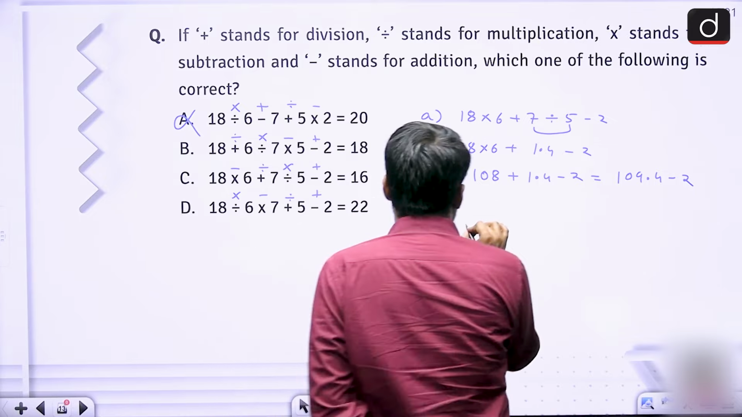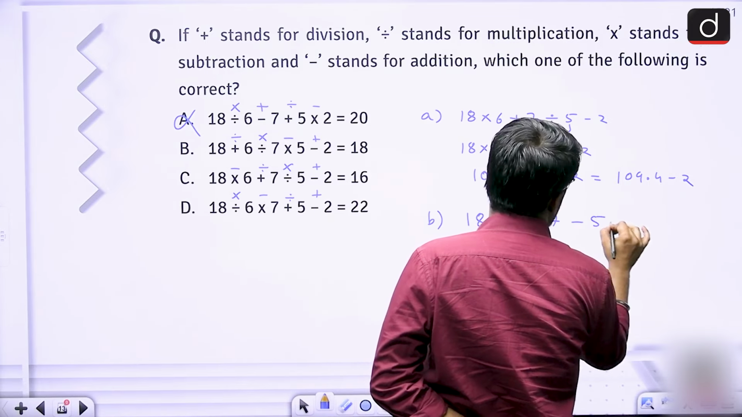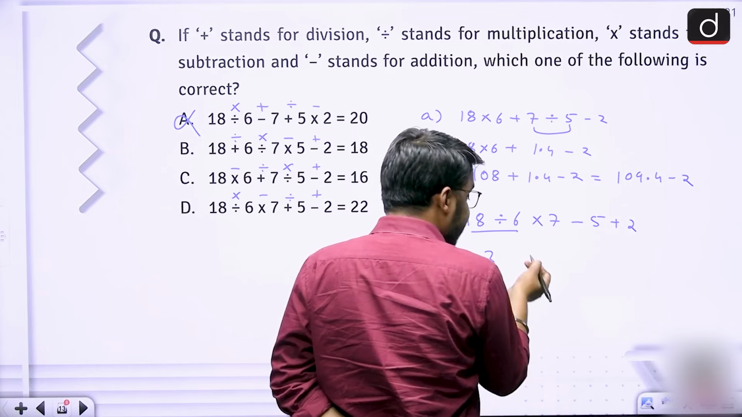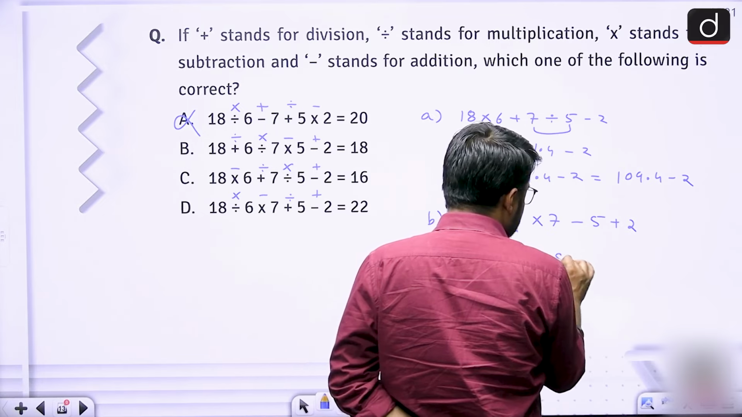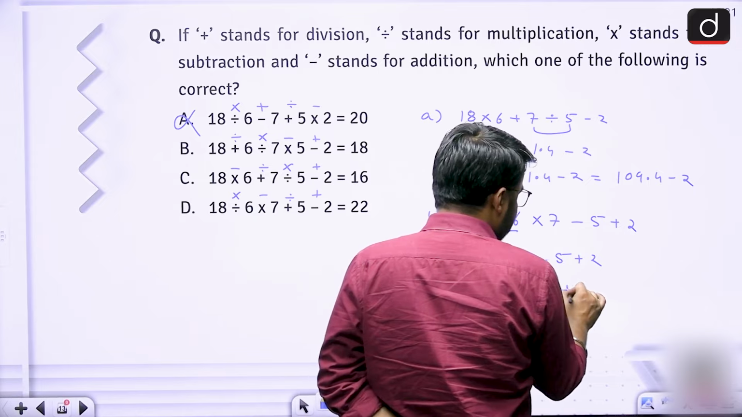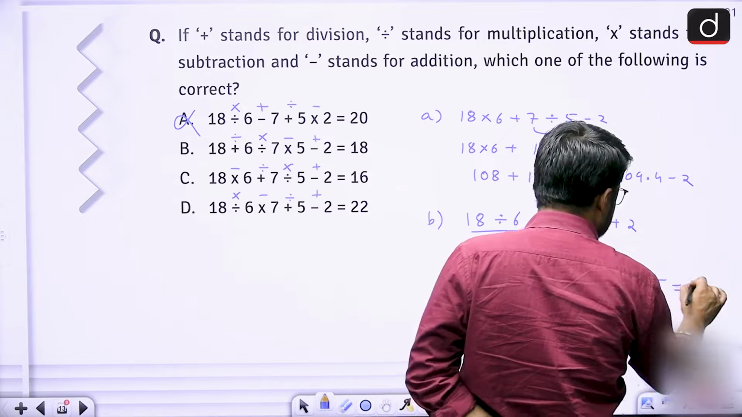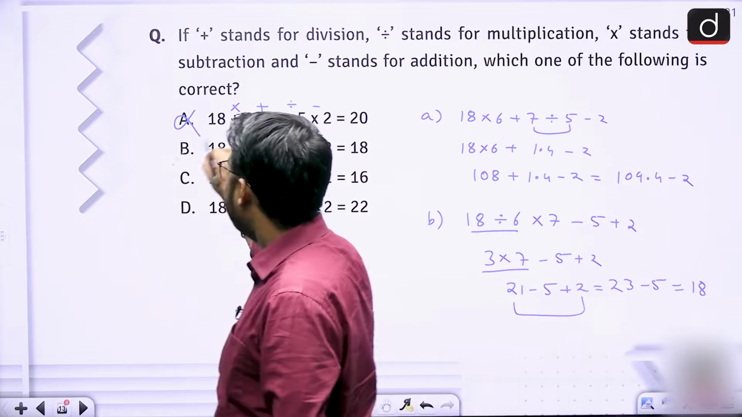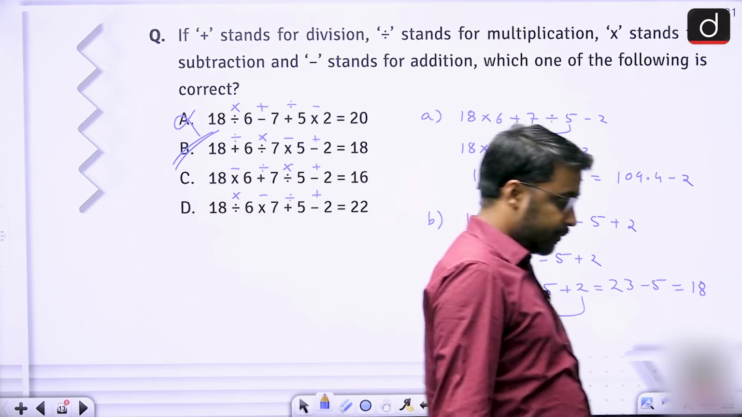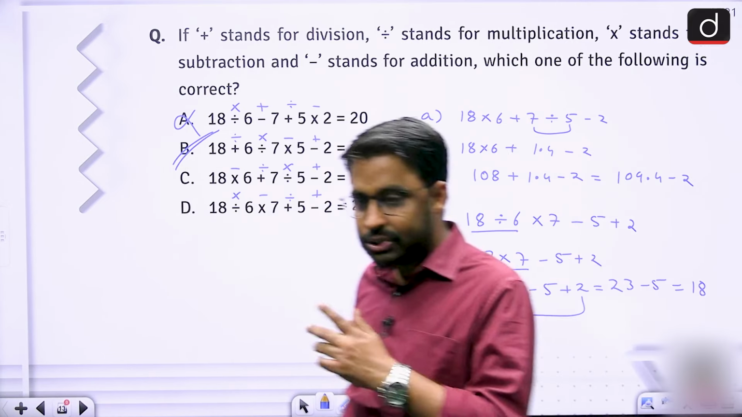Now if I solve option B, 18 divided by 6 multiplied by 7 minus 5 plus 2. Now see, 18 divided by 6 is 3. 3 into 7 minus 5 plus 2 will be kept as it is. 3 into 7 is 21. Minus 5 plus 2 will be kept as it is. Now see, 21 plus 2 is 23. 23 minus 5, sir, it is 18. That means option B will be my correct answer. So replace these codes one by one and solve.